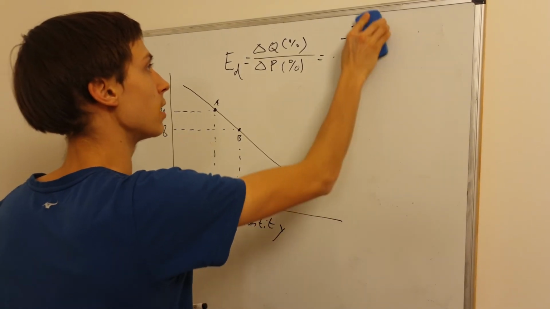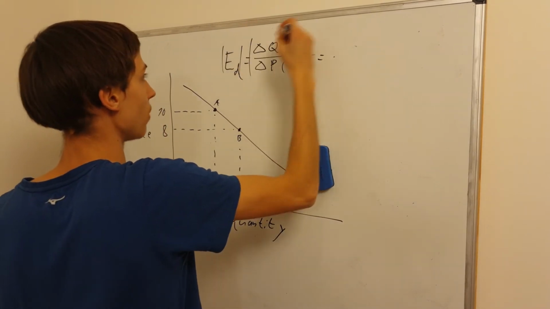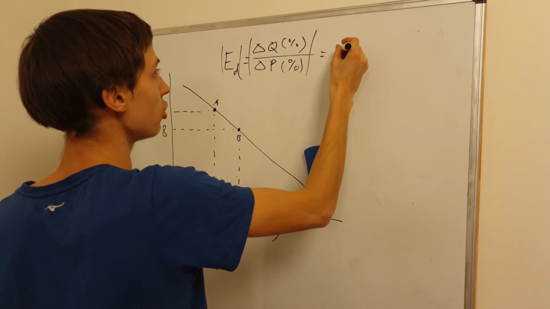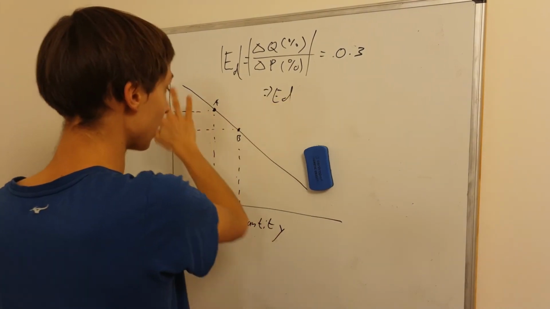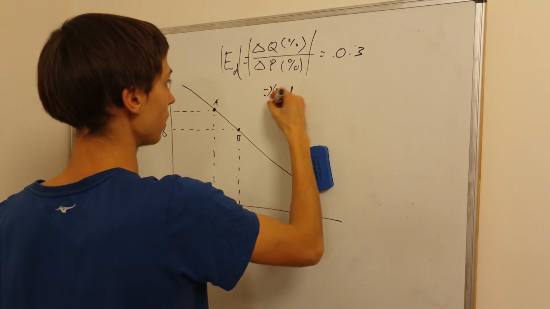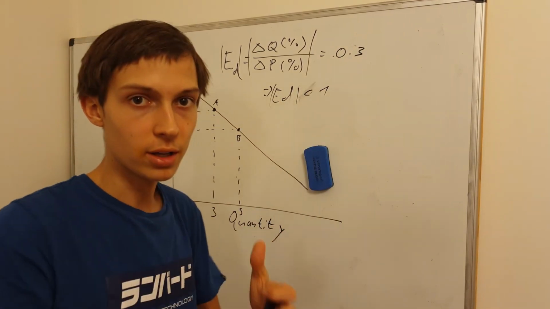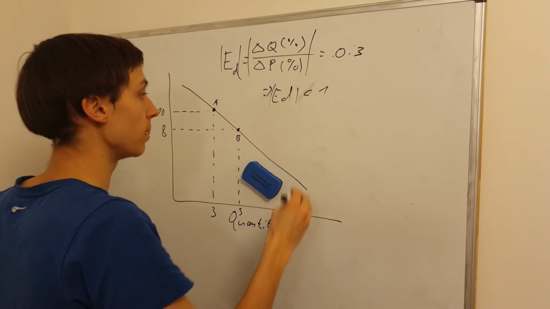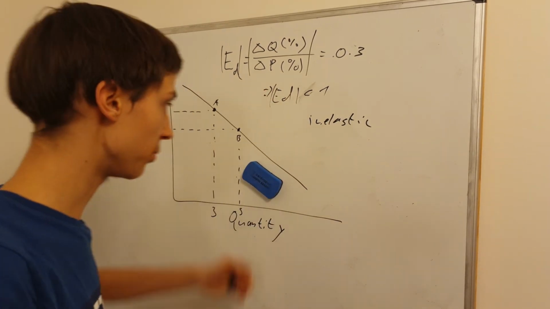Now, if I arbitrarily chose some different points and they had different values, the absolute value of the ED would end up being, for example, 0.3. This does not apply here, because we calculated for this one and we saw it was bigger than 1. Then ED would be smaller than 1, and the other variant would be fulfilled. It would mean it's inelastic.